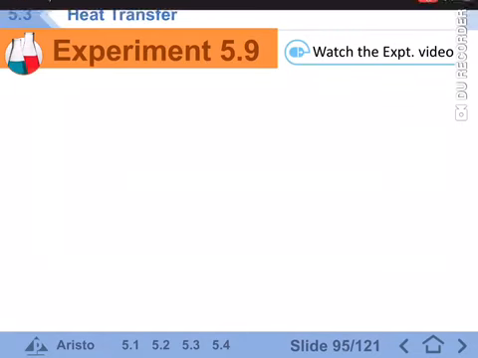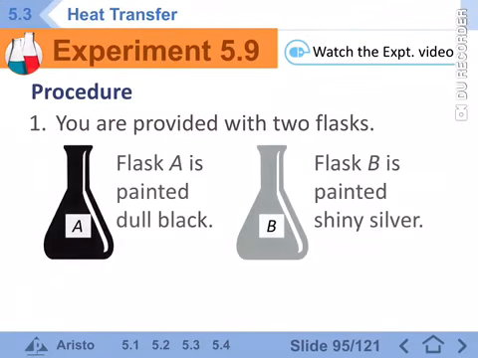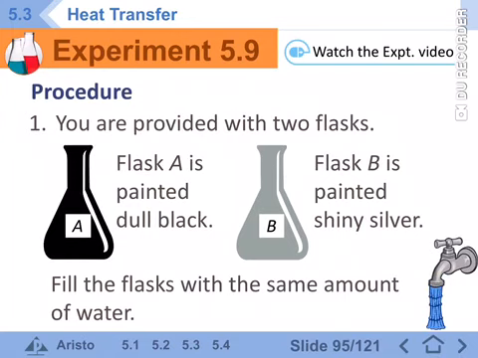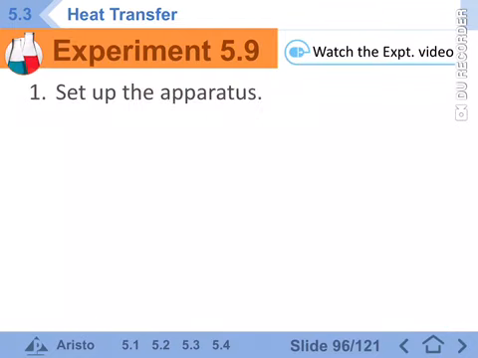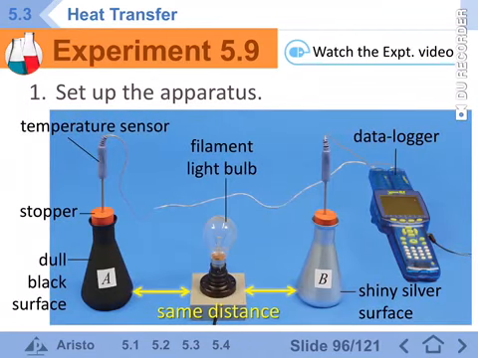Okay, so let's take a look at the procedure here. In here, we're comparing two things, the finishing and the color. Dull versus shiny, black versus silvery. In here, there's the setup with the same distance. The reason for that is for a fair test. We want this to be a control experiment, and we want it to be a fair test between A and B.